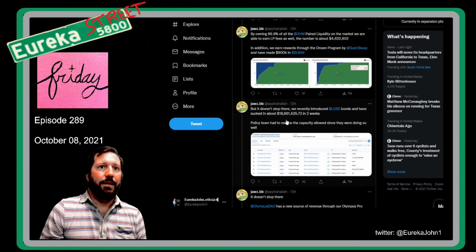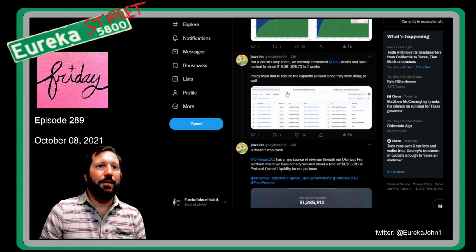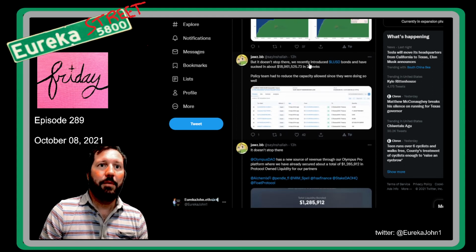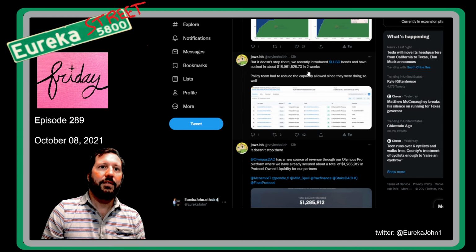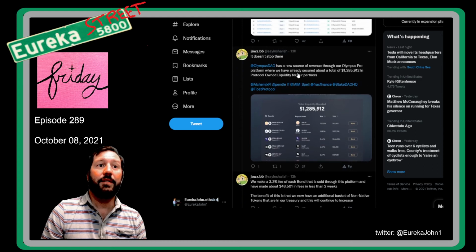I'll explain that here in a second. But it doesn't stop here. We recently introduced LUSD bonds and have sucked in about 18 million in 2 weeks. The policy team had to reduce the capacity allowed since they were doing so well. It doesn't stop there.